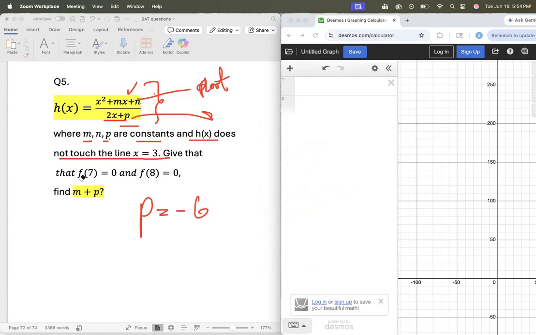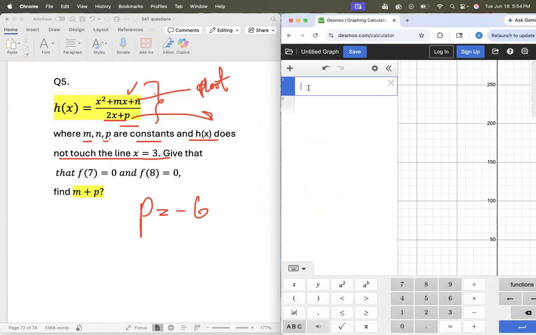Now they give you f of 7 gives you 0. F of 8 gives you 0. Therefore, they have the same output. You can plot the graph using that function. So the first thing I'm going to do is to input our original function into Desmos. That is what we have. This is what we're going to deal with. And that will make things easier.